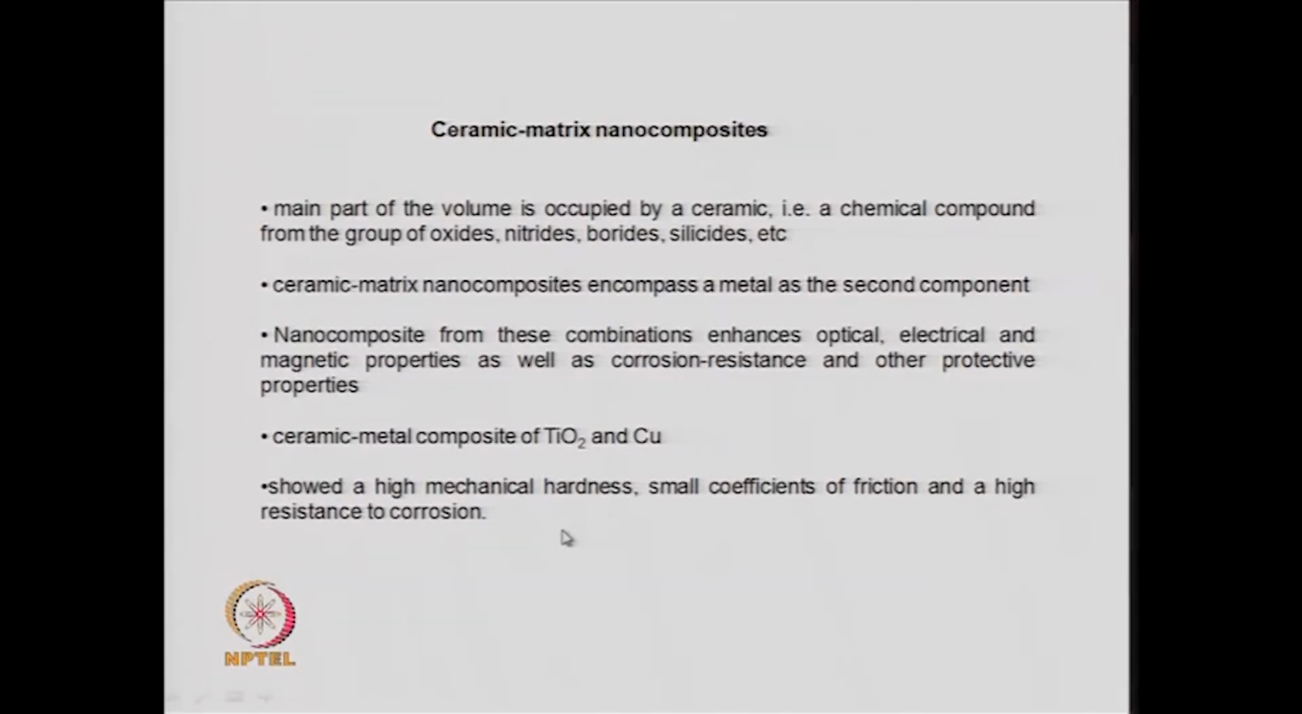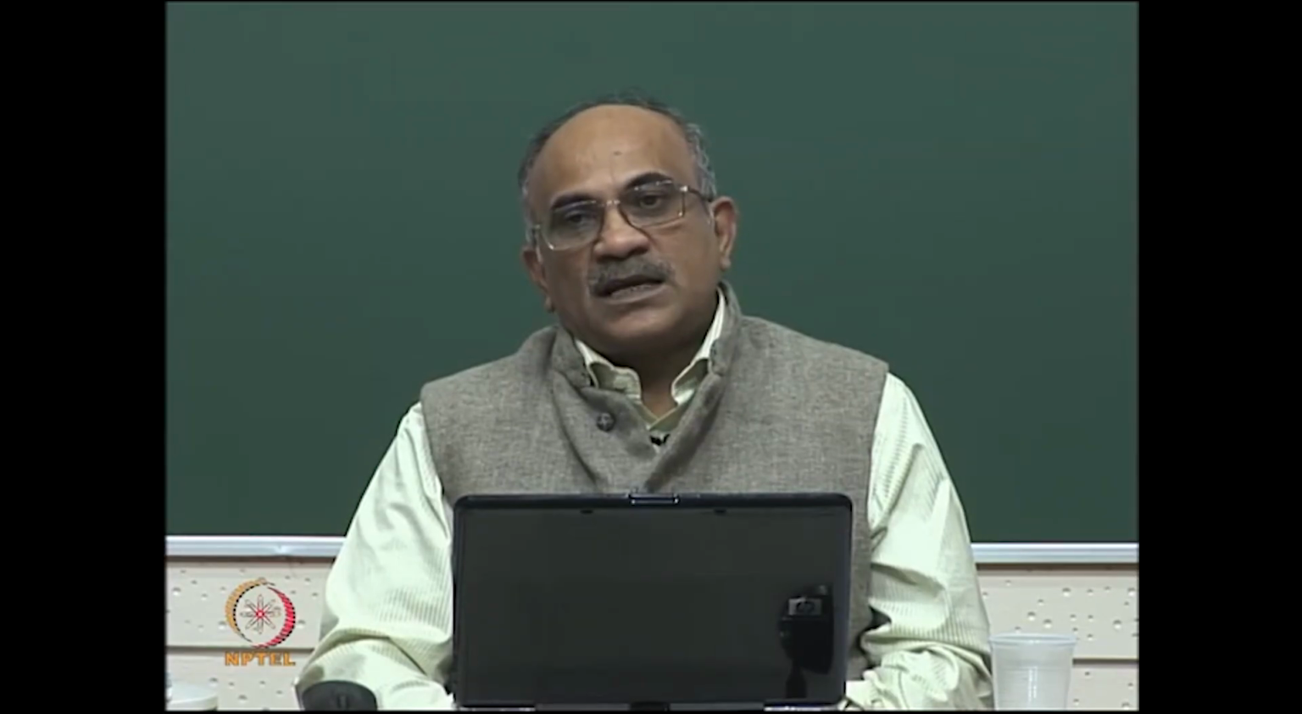Titanium dioxide is micron sized, forms the matrix, is the bulk component in which a small amount of copper nanoparticles is embedded, impregnated or dispersed, and this combination of copper nanoparticles with titanium dioxide gives rise to very important and enhanced properties like large mechanical hardness, small coefficient of friction and high resistance to corrosion.